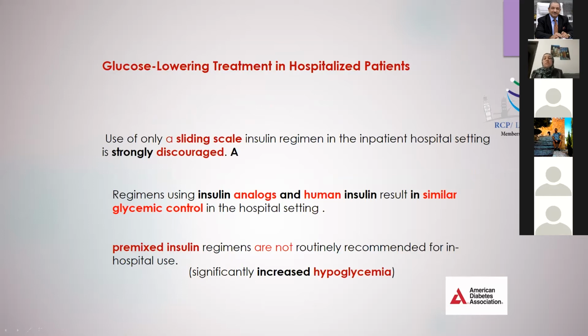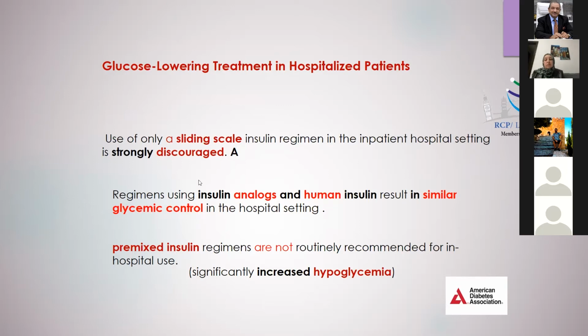Glucose-lowering treatment in the hospitalized patient. A sliding scale, which we usually use, is strongly discouraged. In Iraq, we use the sliding scale very commonly inside the hospital, so it is strongly discouraged. What we should use are the recommended protocols that are either computerized or validated by certain protocols. We have an example later, we will show it to you.